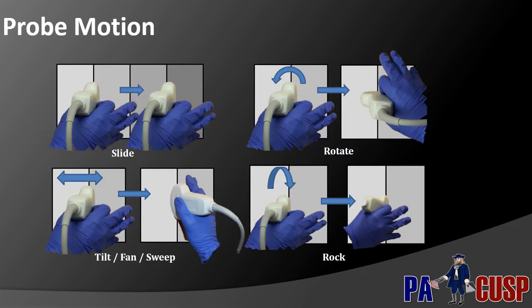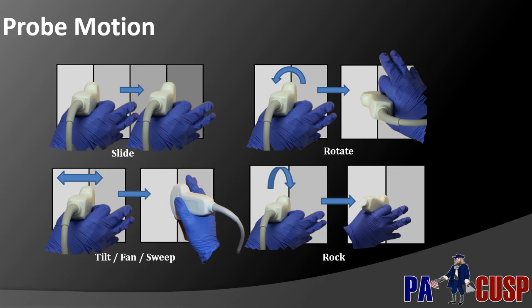Manipulation of the ultrasound probe has a couple specific terms that we should be familiar with as well. The first term is referred to as sliding. To slide, you're going to keep the ultrasound probe in a fixed position and then move the entire probe along the patient's body. Common examples of this would be jumping in between rib spaces to optimize cardiac imaging.